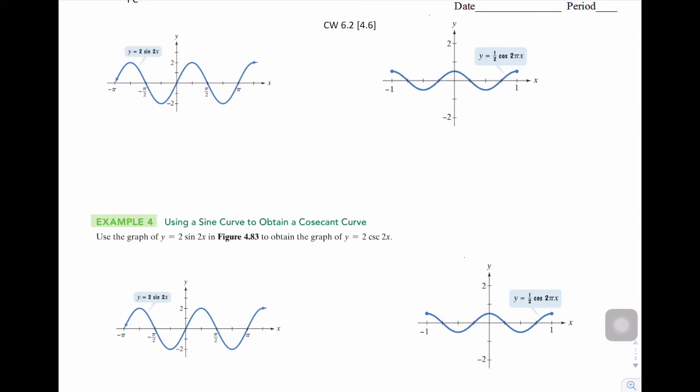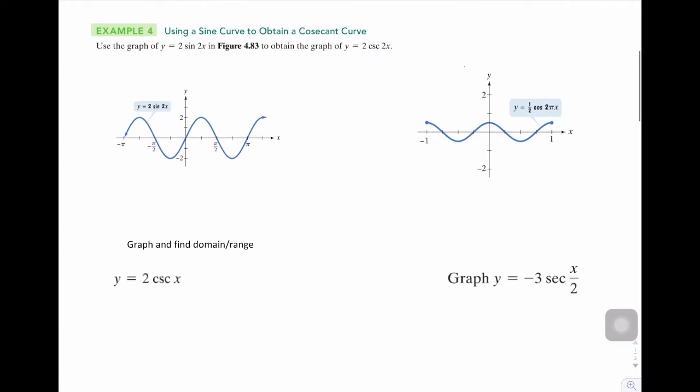Welcome to Classwork 6.2, section 4.6. Let's start by going straight to example 4. We're going to use the graph of y equals 2 sine 2x to figure out the graph of y equals 2 cosecant 2x. So first, we're going to note all the zeros here.